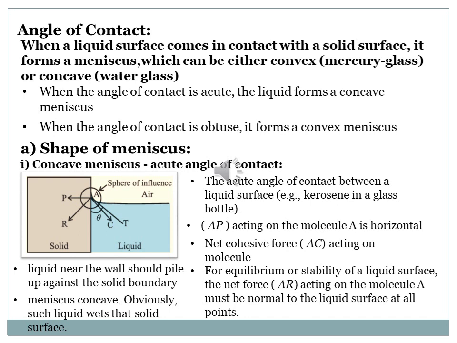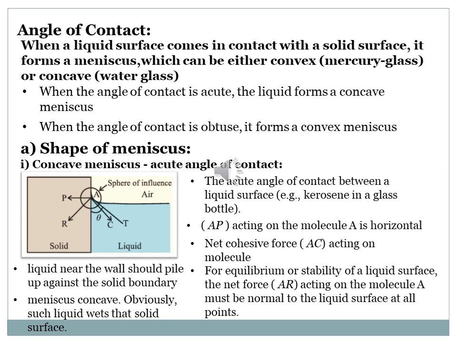Now that meniscus may be convex or maybe concave. That depends on two conditions. The angle of contact may be acute or may be obtuse. When the angle of contact is acute, the liquid forms a concave meniscus. And when the angle of contact is obtuse, it forms a convex meniscus. Alright, so it also depends on the nature of the substances, that means the nature of the solid and liquid surface. Let's move toward our next point, which is the shape of meniscus, which depends on angle of contact.